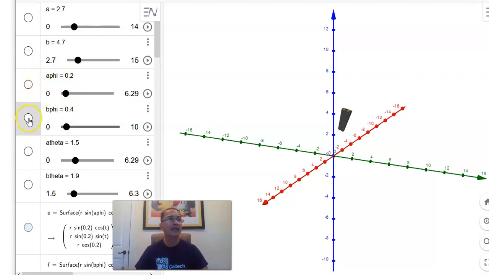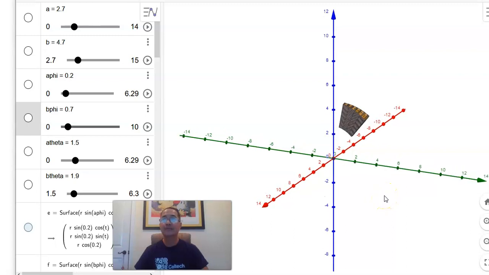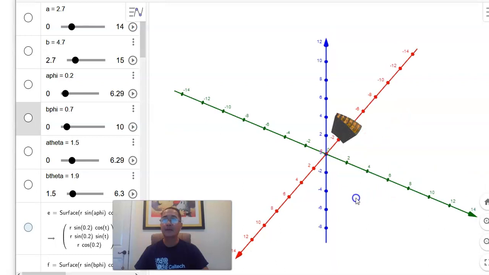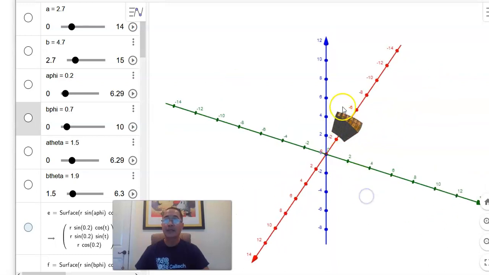Oh, I did not. Yeah, I need to fix it. I should make b phi be at least a phi. So 0.4, a little too big. But there you go, 0.6. Now zoom in. Okay, so there we go. So those are our inner cone over here and outer cone over here.